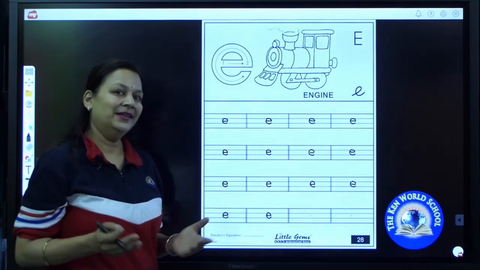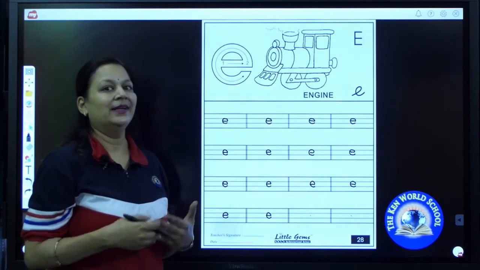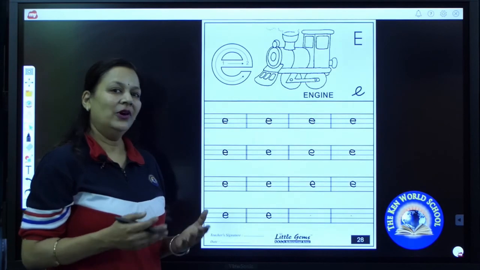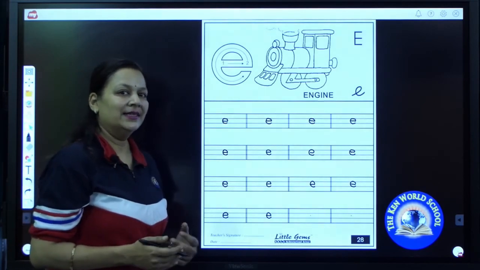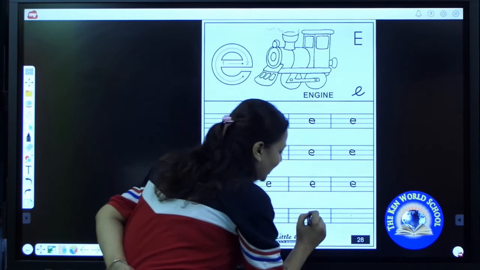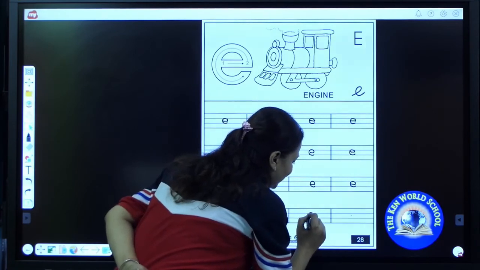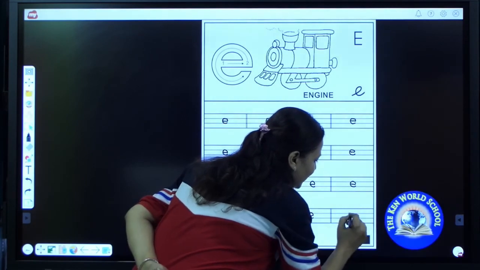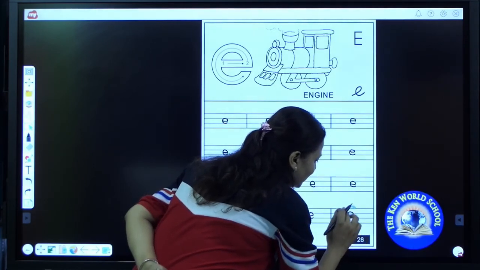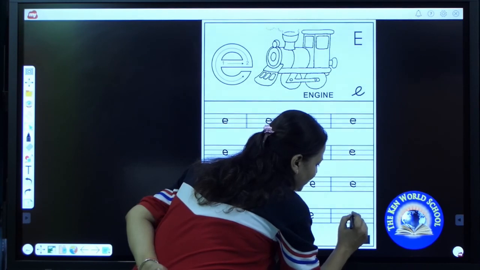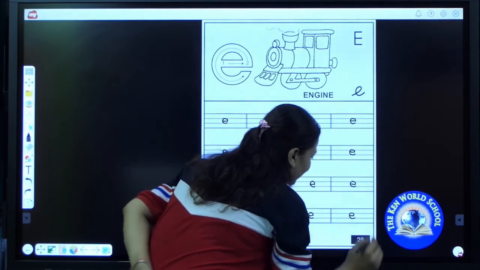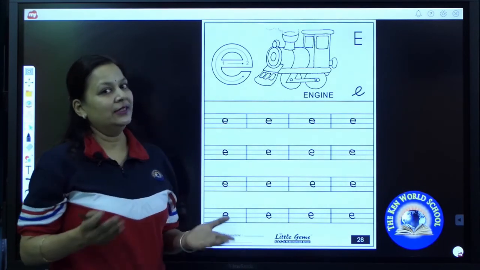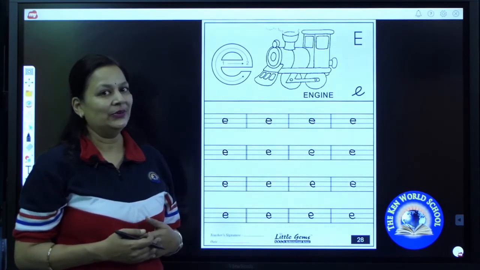Now it's your turn. Write it properly. Write it neatly. Have you all done? Excellent. Now again I'm going to write. E says eh. E as in engine. Now I have completed my fourth row. Now it's your turn to complete your last row.